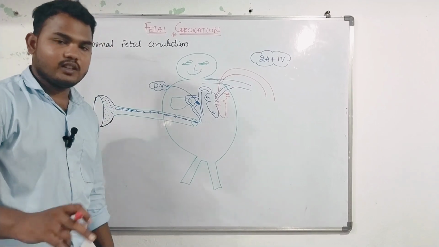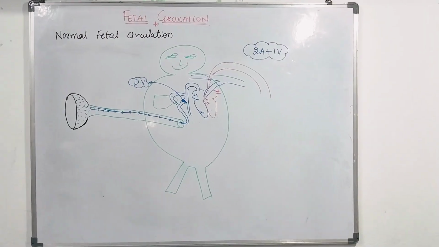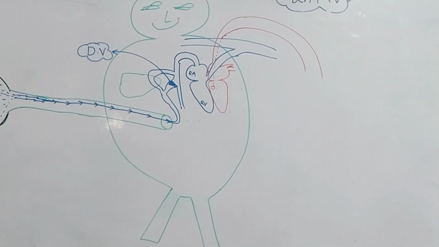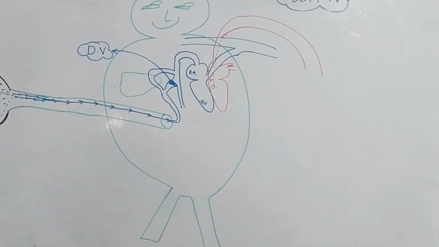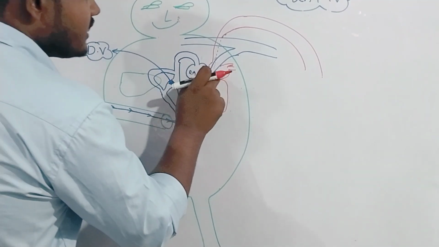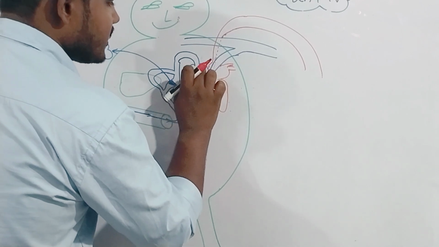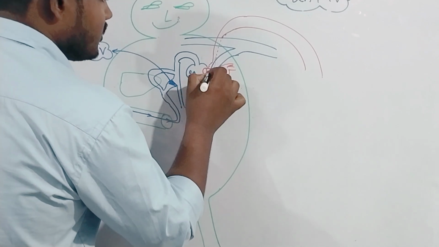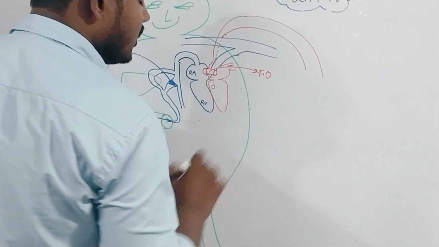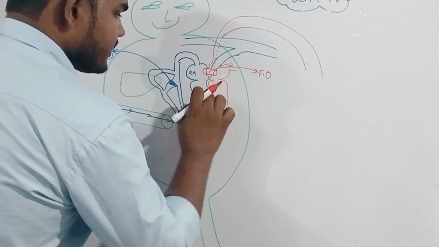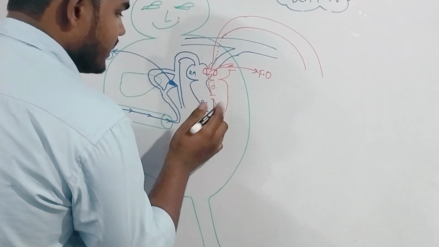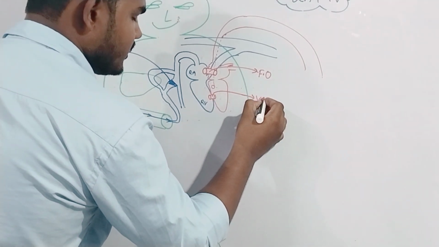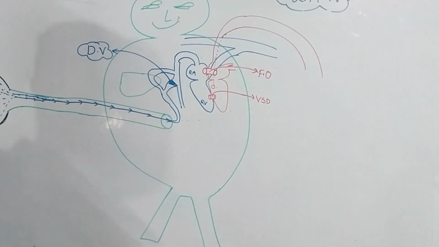Now are you clear about this? Let's see a zoom video. See this here. Between the right atrium and the left atrium there is a special opening called the foramen ovale. Next, between the right ventricle and left ventricle there is an opening called VSD, ventricular septal defect.